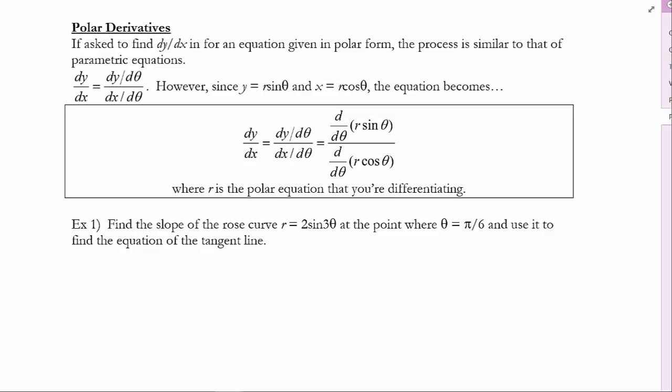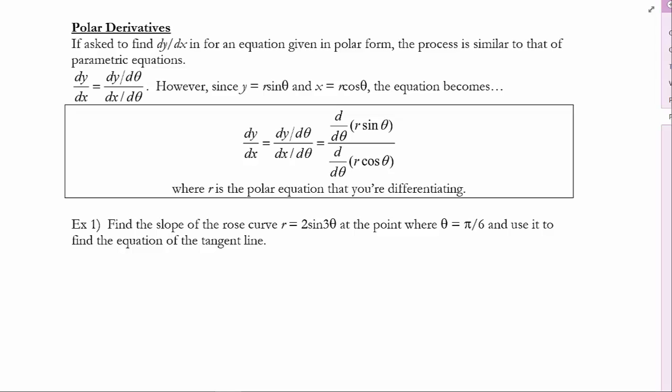Alright, so our first two polar videos walked us through what polar is and what graphs of polar look like. And now we're going to start talking about the actual calculus of polar, which is derivatives and integrals. So the first thing we're going to talk about is polar derivatives.